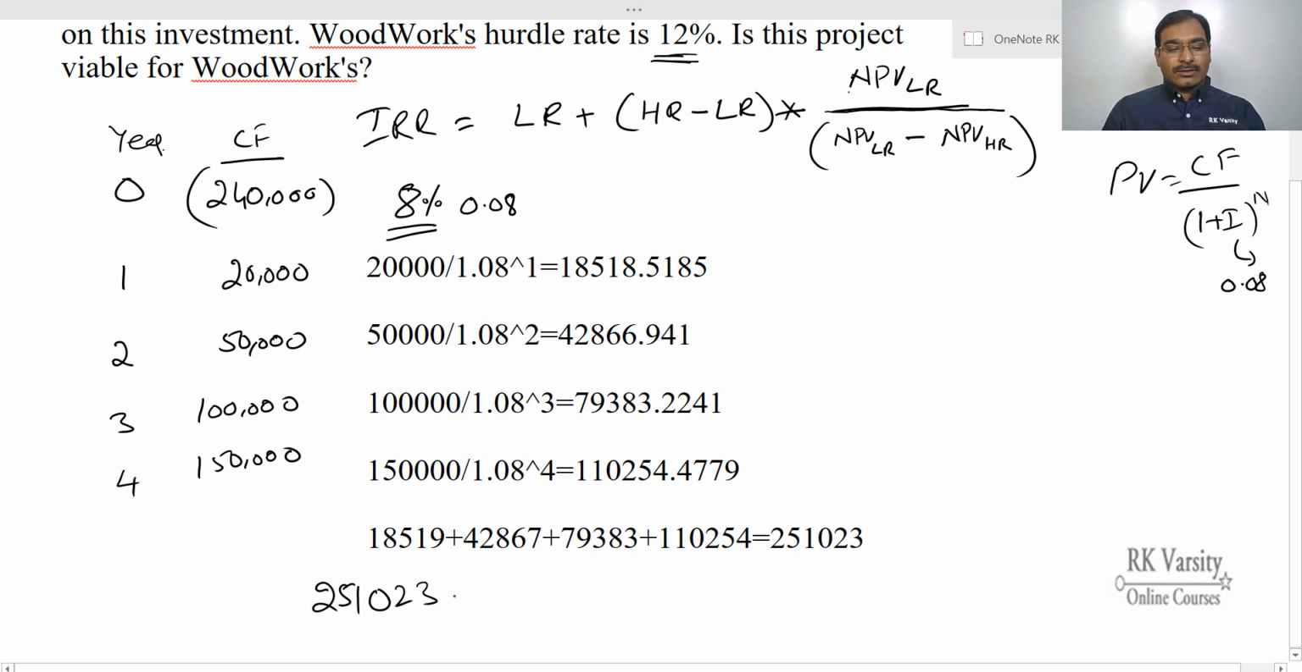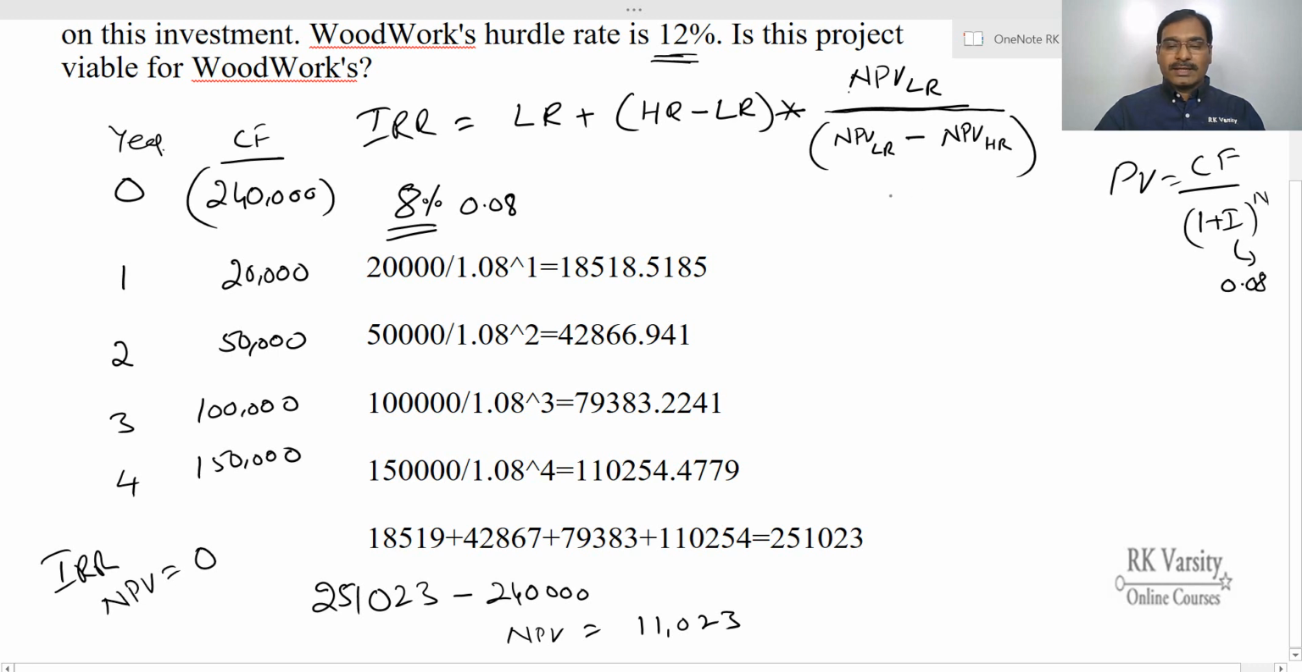So the present value of your cash flows here is 251,023, and your cash outflow is 240,000. So you have a positive net present value, that is your NPV, which equals 11,023. Now in the case of IRR, IRR is when NPV equals zero. Here NPV is positive, so if you try a higher rate, there is a possibility that the NPV may be negative.